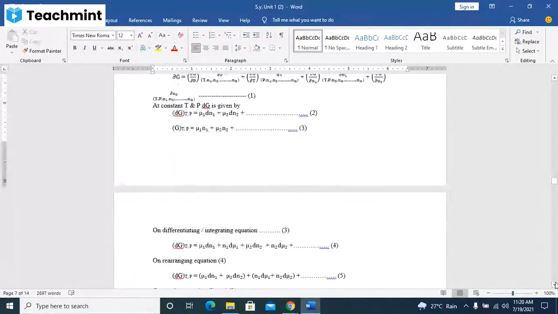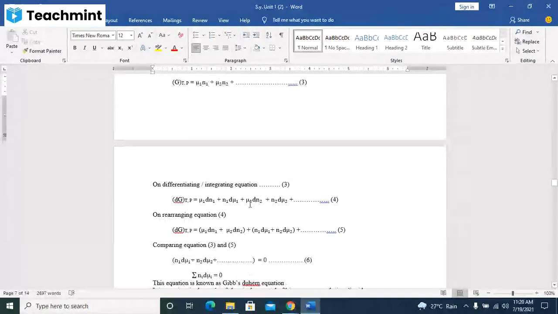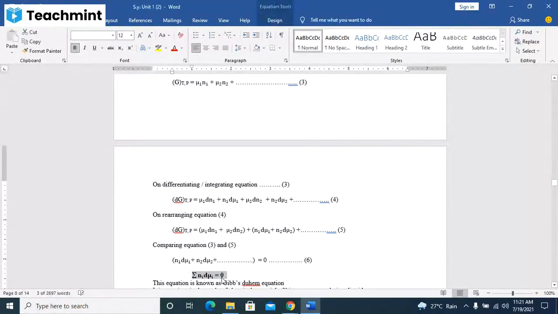On differentiating and integrating, the equation will be dG at T, P equals mu1 dN1 plus N1 d mu1 plus mu2 dN2 plus N2 d mu2 and so on, because there it goes up to N number of components. On rearranging this equation, we bring the mu terms together and the N terms together. On comparing equations 3 and 5 you will get N1 d mu1 plus N2 d mu2 plus so on equals 0, and therefore summation Ni d mu i equals 0. This equation is known as the Gibbs-Duhem equation.